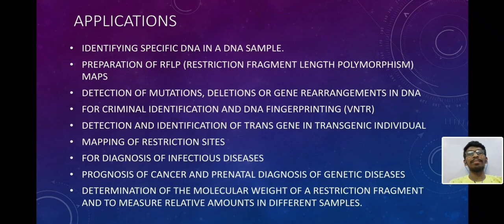Now we'll go with applications in detail. Southern blotting technique is used for identifying specific DNA in a DNA sample, and it is also used in the preparation of RFLP maps, restriction fragment length polymorphism maps, and also in detection of mutations, deletions or gene rearrangement in DNA, and also for criminal identification and DNA fingerprinting, and in detection and identification of transgenes in transgenic individuals, and also in mapping of restriction sites, and also for diagnosis of infectious diseases.